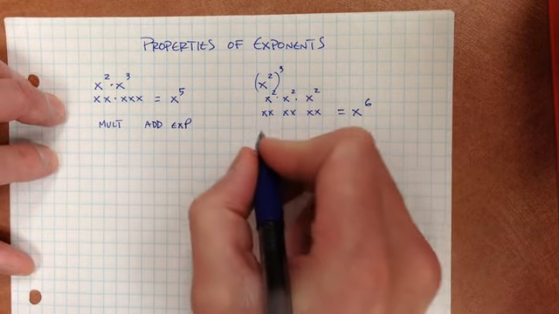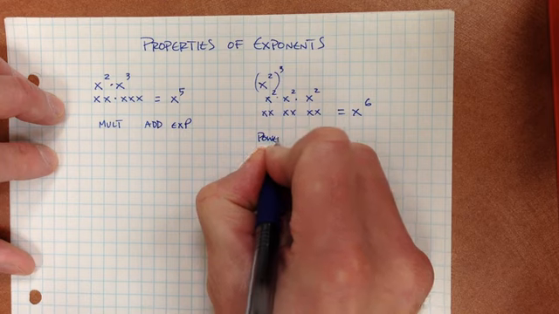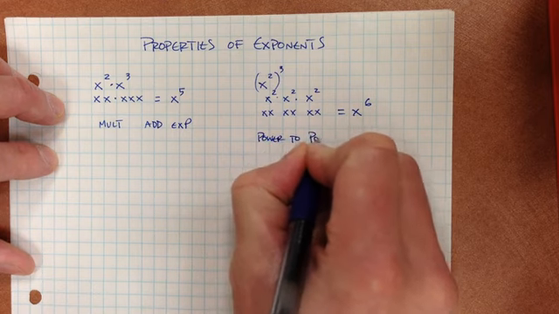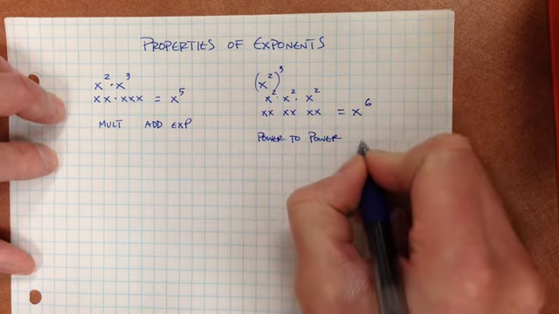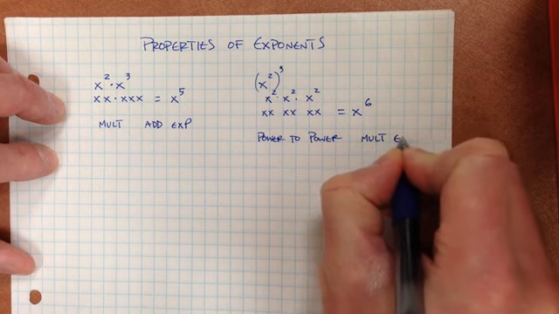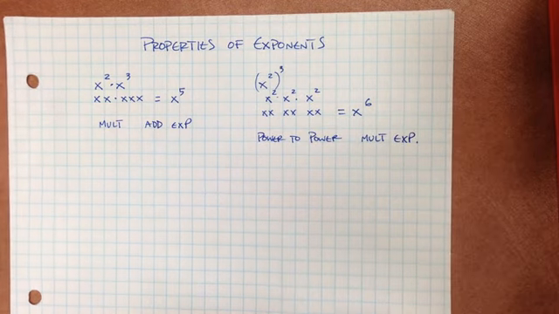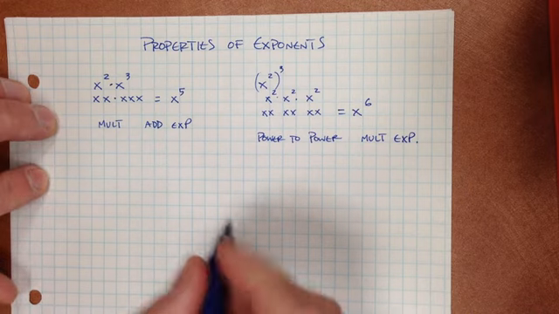A power to a power, you will multiply those exponents. Let's take a look at this.